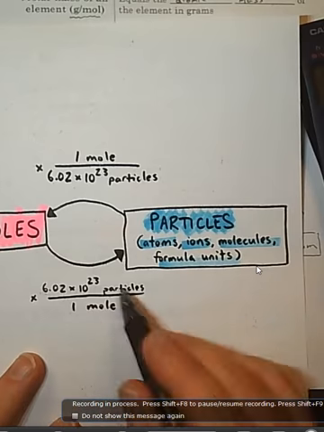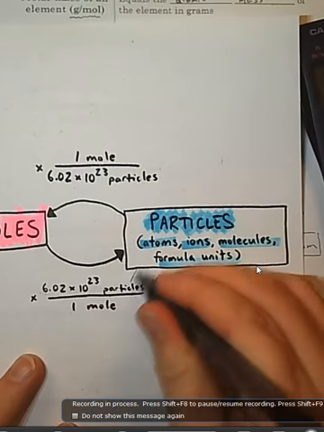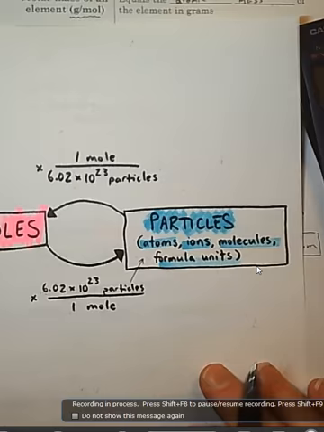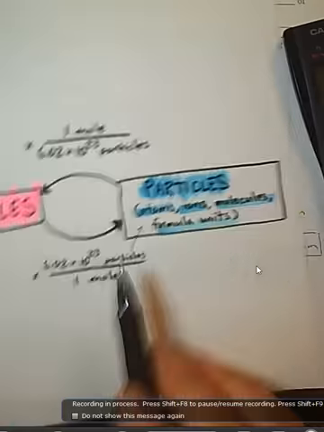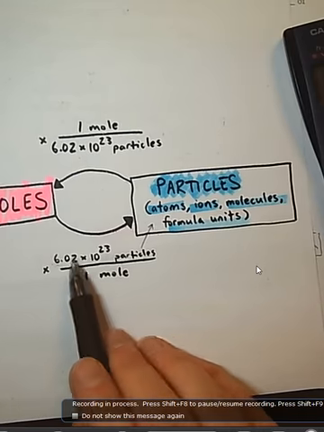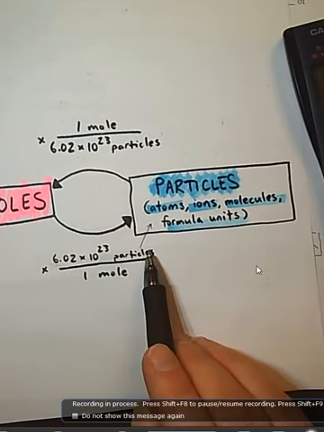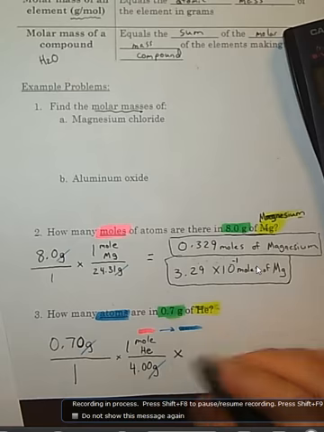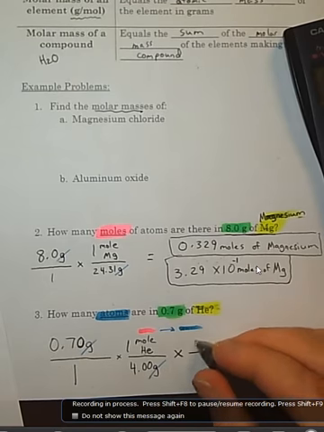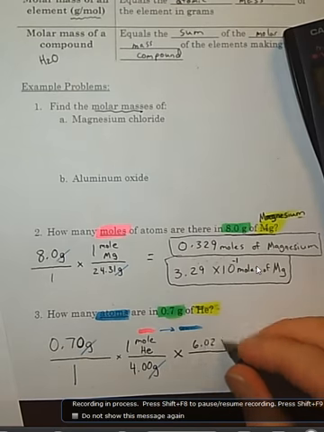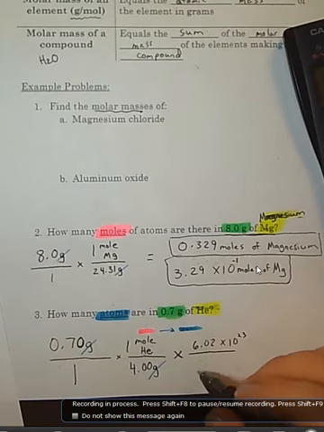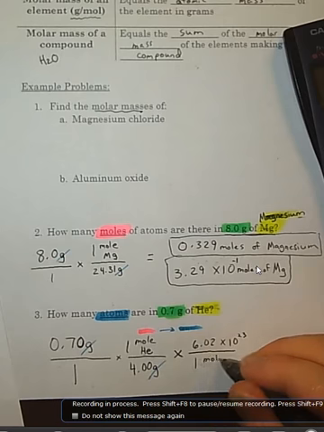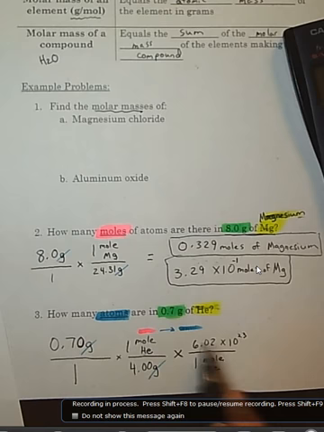The number of, we can change this word particles with anything in here. And we're working with, let's see, atoms. Okay? So we're going to say that we're going to multiply it by 6.02 times 10 to the 23rd atoms. Let's do that now. 6.02 times 10 to the 23rd power. And on the bottom, we want 1 mole of helium. Remember, 1 mole of anything always has this many atoms.